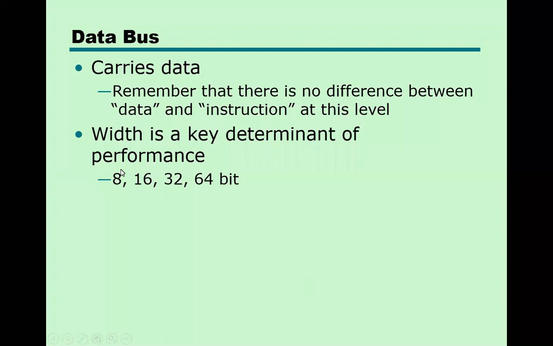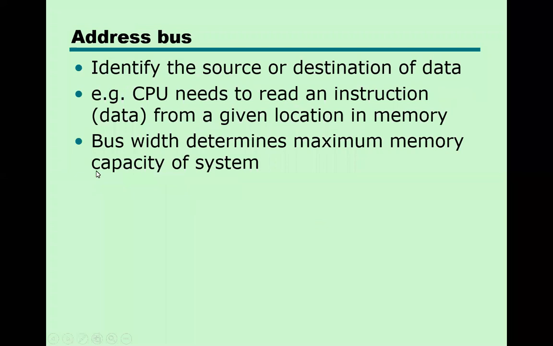So in a bus, how many passengers are traveling at the same time? 8 passengers, 16 passengers, 32 or 64. If your bus is carrying more passengers, like 64 passengers, then you will call that bus more efficient than another bus which is carrying only 8 passengers. So obviously the bus which carries a larger number of bits, we will call it the best performance.